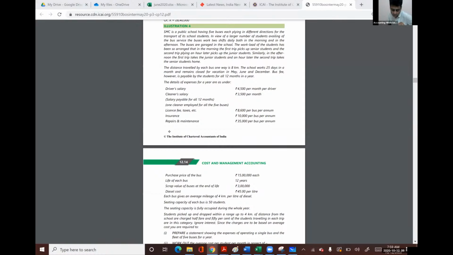What's the total now? Total cost per bus is 3,78,000. For 5 buses, it's 18,90,000, sir. This is for 5 buses, that's 18 lakh. For 5 buses, 18,90,000. Right? Yes, sir.